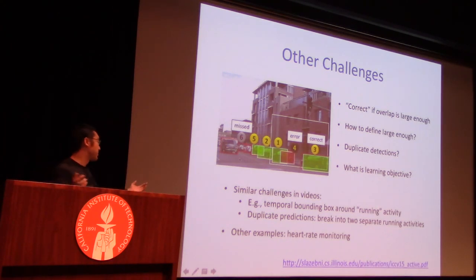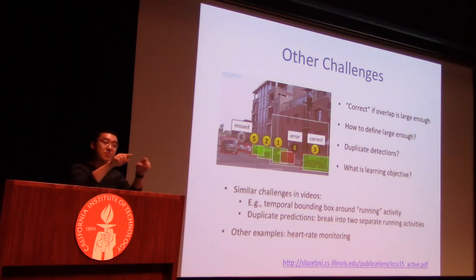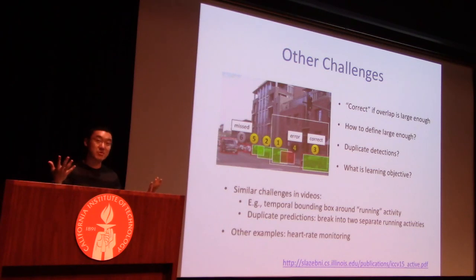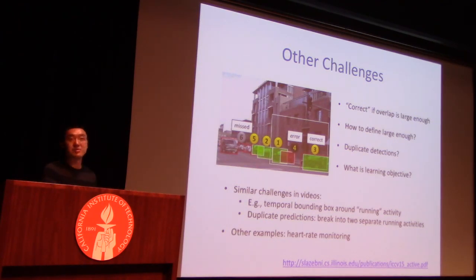And there are other examples too, like heart rate monitoring. Can you detect things like arrhythmia? Where is the arrhythmia happening? Can you put a temporal bounding box around the arrhythmia event in a way that's useful? I could say that somewhere in the entire 1 hour there's an instance of arrhythmia. That's not very useful. So these are all questions that you'll have to grapple with as you deal with these issues on a practical level.